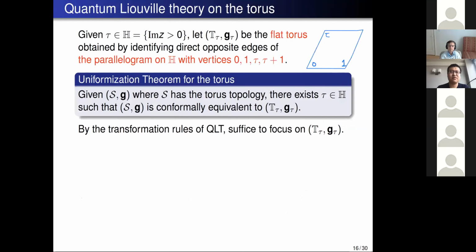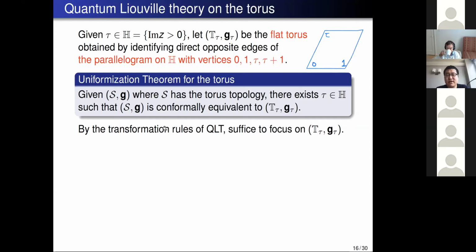Okay, so now let me go to the case of the torus. Similar to the sphere case, there are some very canonical 2D torus manifolds, which are just the flat torus. Here, a flat torus is given by identifying the opposite edges of such a parallelogram. And then the uniformization theorem for the torus says that given any Riemannian manifold with torus topology, there will be a tau in the upper half plane, so that this abstract Riemannian manifold is conformally equivalent to this flat torus metric.